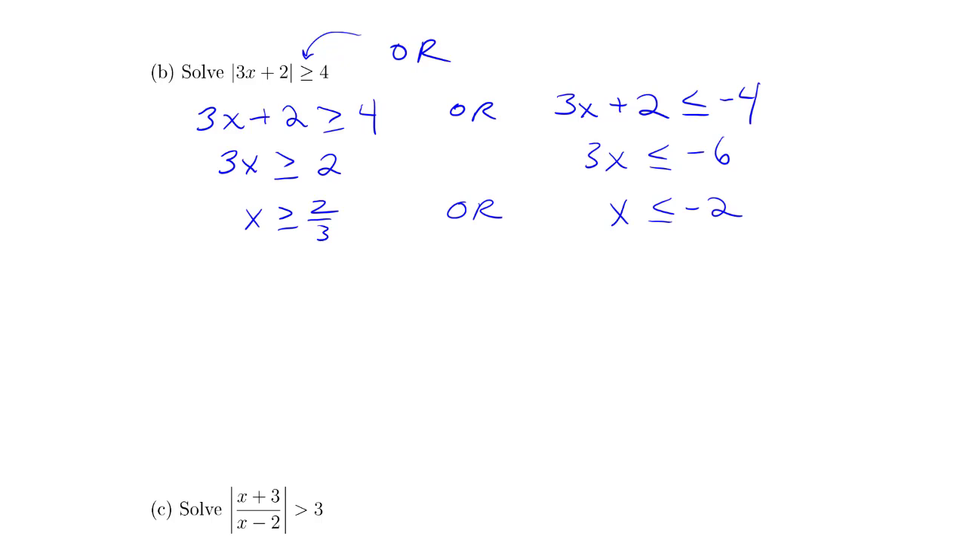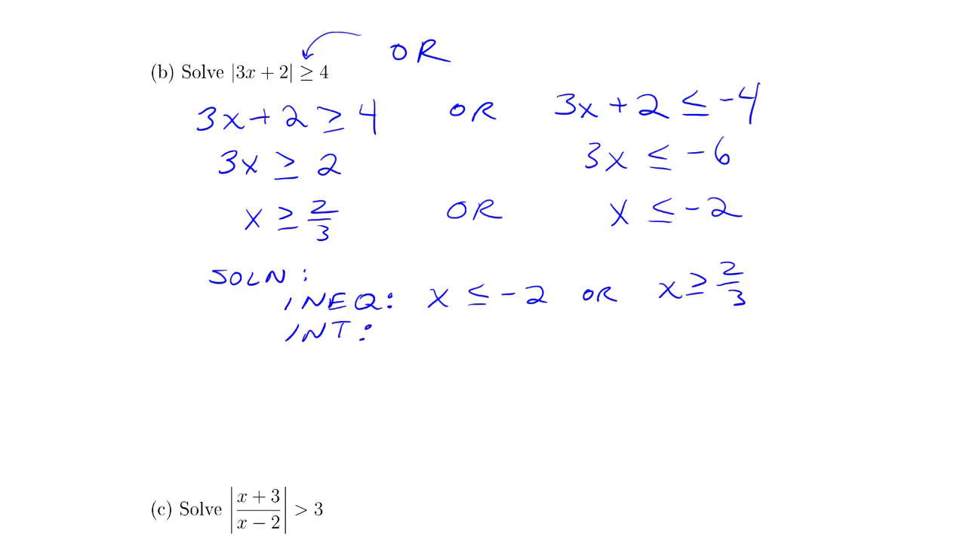Now, these are two separate regions, so I can't write them together. So when I do my inequality version, I'm basically saying that x is less than or equal to negative 2, or x is greater than or equal to 2/3. I can't write that as one inequality because it's two separate regions. We'll see when we get to the graph.